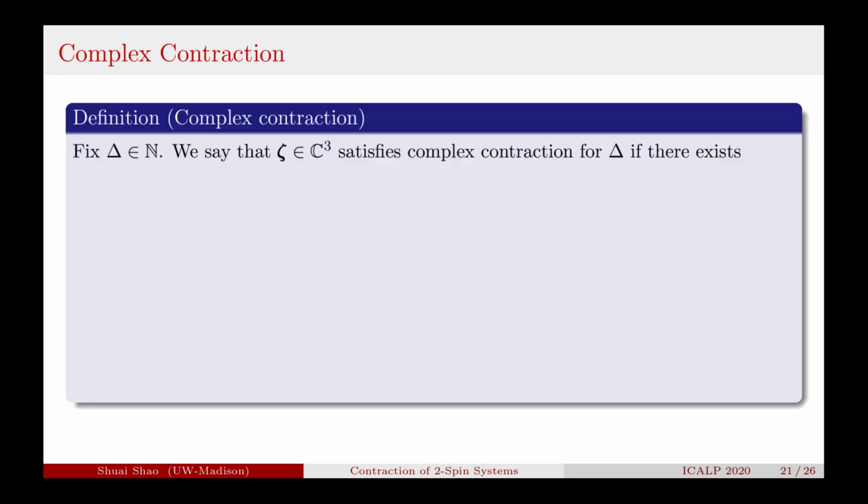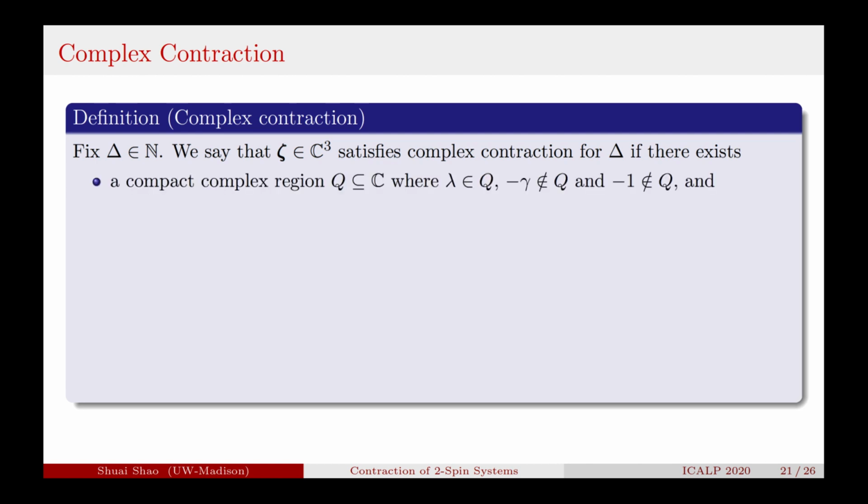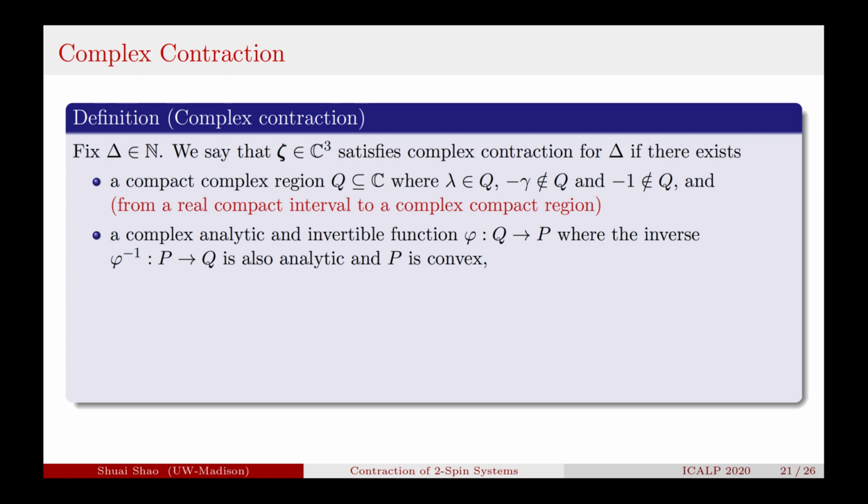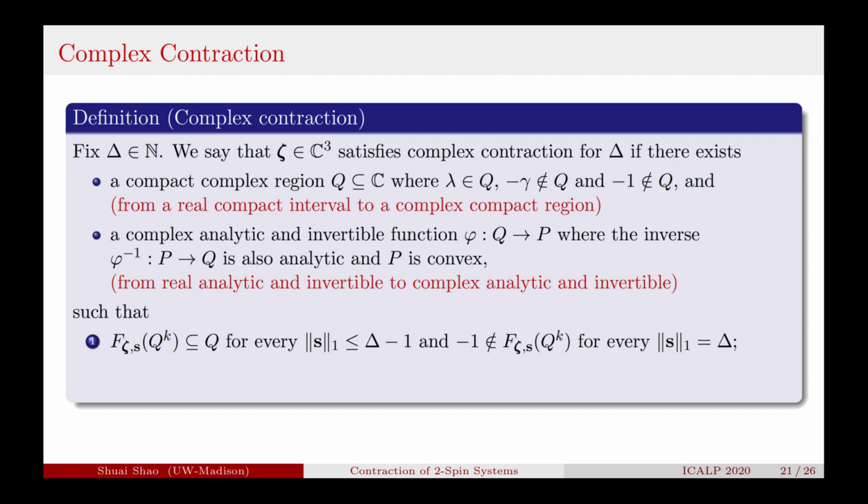So now we formally define the complex contraction. Still, we fix a degree bound delta, and we say that a complex parameter satisfies complex contraction for this degree bound if there exists a compact complex region that satisfies this condition. Now here, the modification from real contraction to complex contraction is by modifying a real compact interval to a complex compact region. And then there exists a complex analytic and invertible function defined on this compact complex region Q, where the inverse of this function is also analytic and Q is convex. So here it's from a real analytic and invertible function to a complex analytic and invertible function. And still we require that the original recursion function is contracted.